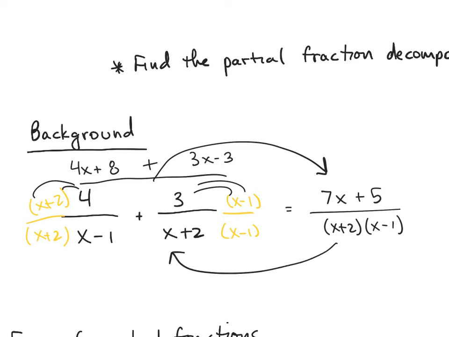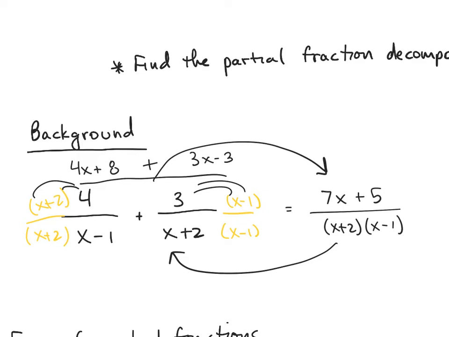So you're going to start with a single rational expression, and by performing what's called partial fraction decomposition, you are going to determine the partial fractions. So these are what are called the partial fractions of this rational expression.